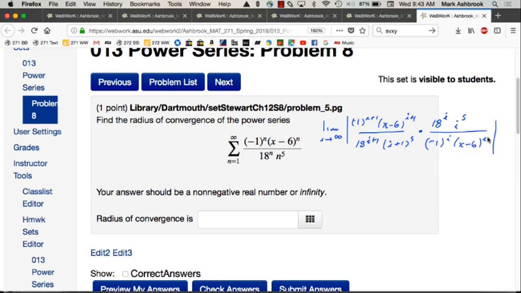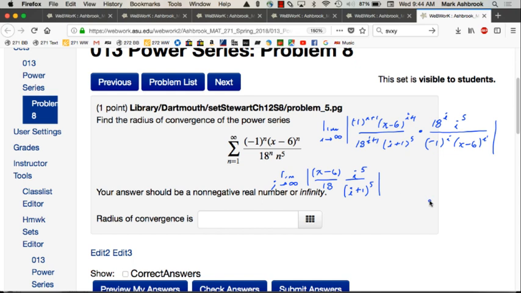Okay, so we're going to gather like things together and simplify. So it looks like I'm going to have one (x - 6) in the top, right? The -1 is nothing because we're going to do absolute values. So then we're going to have one (x - 6) in the top, and 1/18 in the bottom. Anything else? And then the limit as i goes to infinity of i to the 5th over (i+1) to the 5th. Do I have that simplified correctly?